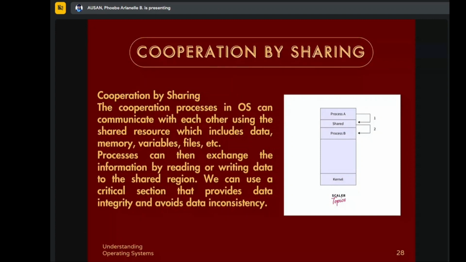Cooperation by sharing. Cooperation by sharing is where the processes in OS can communicate with each other using a shared resource. They exchange information by reading or writing data to the shared region. You can use a critical section that provides data integrity and avoids data inconsistency.